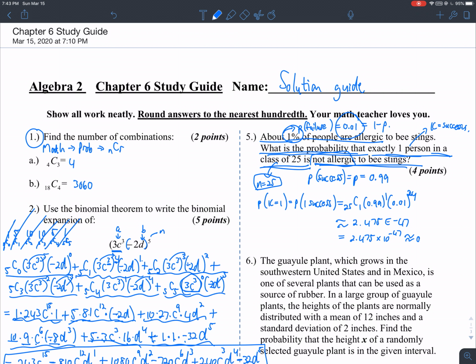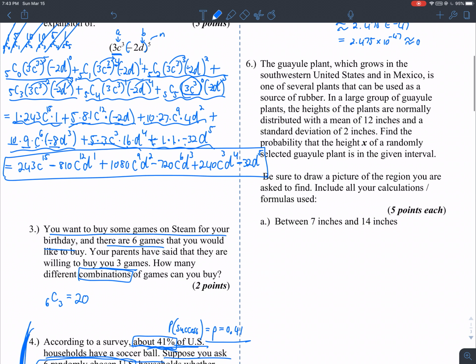All right, there's number 5. All right, number 6. The guayule plant, I don't know how you say that, apologize, which grows in the southwestern United States and in Mexico, is one of several plants that can be used as a source of rubber.